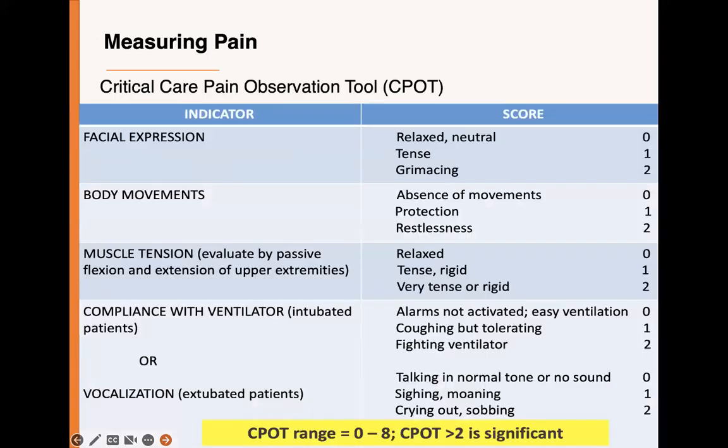This is another tool, the critical care pain observation tool. It also has 4 parameters, but it has a score of 8 points. The significant point is that any score of more than 2 signifies that the patient has pain. The only difference between the behavioral pain scale and the critical care pain observation tool is that the critical care pain observation tool can be used in both verbal and non-verbal patients, because it can be used by the healthcare practitioner. Next.